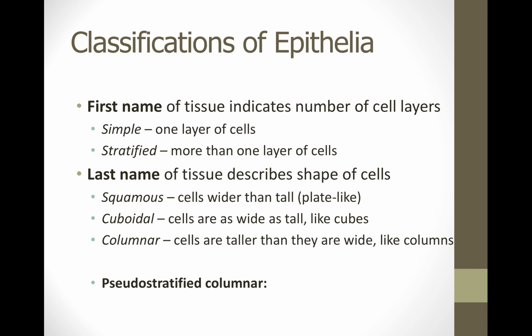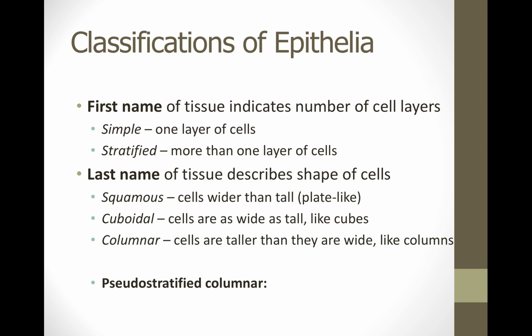Epithelial tissue has 2-part names. The first part of the name depends on the number of layers that form the tissue, either a single layer of cells, which we refer to as simple, or multiple layers of cells stacked on top of each other, for which we use the word stratified to define it.